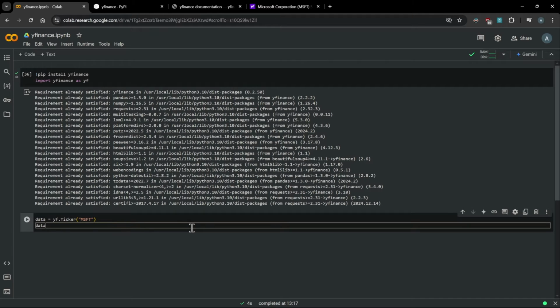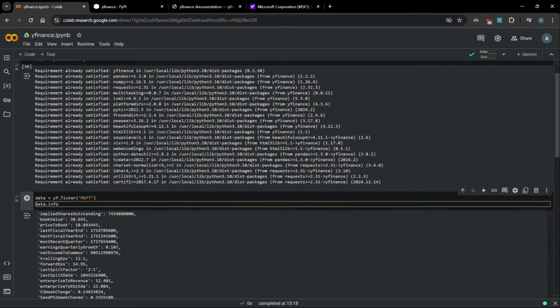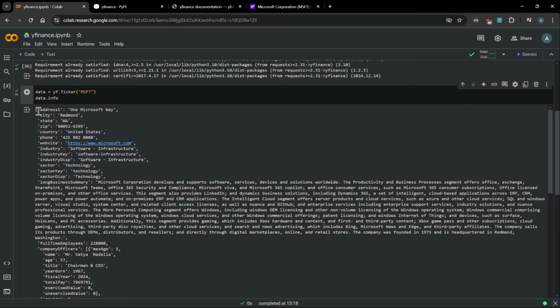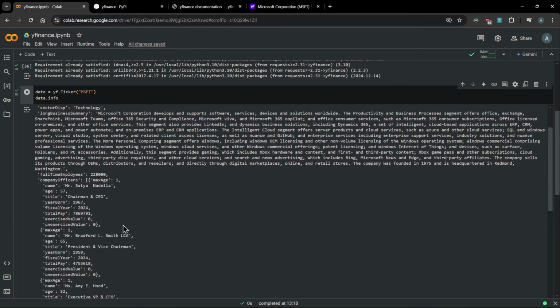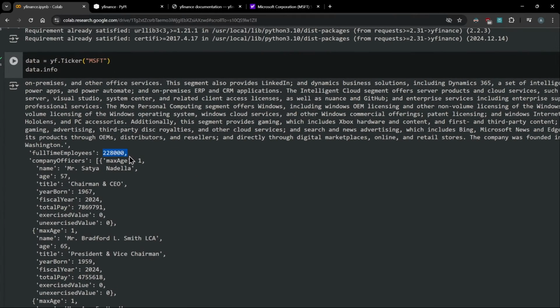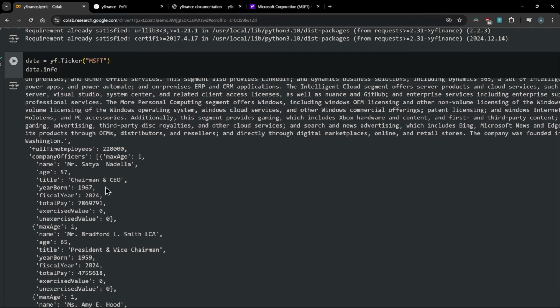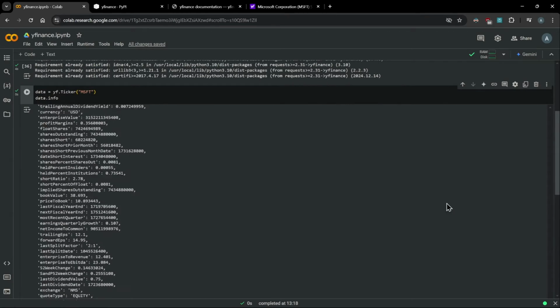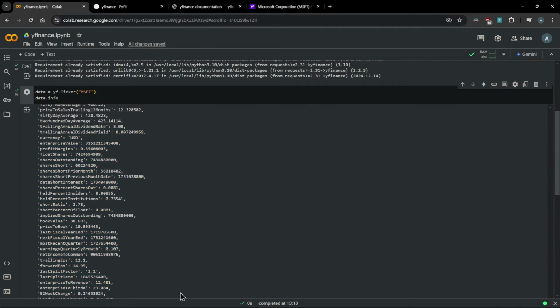So we have the data of Microsoft stock inside this. And now let's say data.info. So you get some info about the Microsoft stock. There's a lot of info here about Microsoft stock, the address, so on. It's a technology company and a brief summary. You also have how many employees are there and the top company officials, starting with Satya Nadella. You have his total pay, which is around $8 million per annum. That's insane. Okay, so here you get a lot of information about the stock.